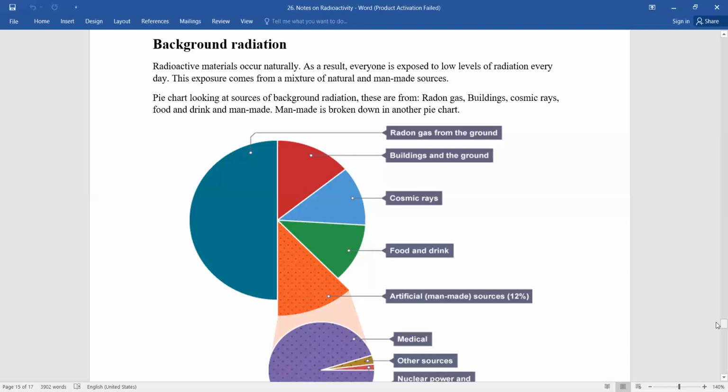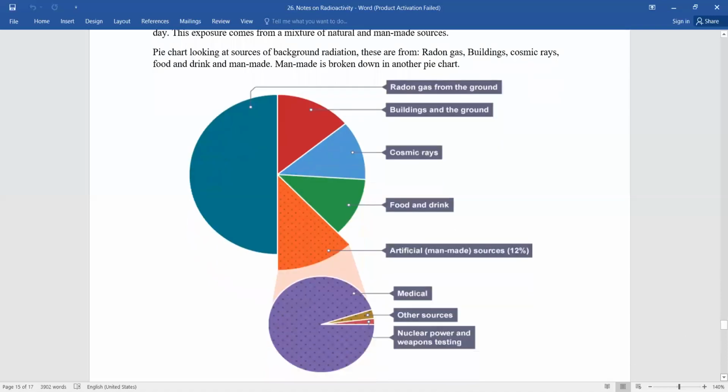And these sources are of two types. One is natural sources, another one is artificial sources. The natural ones, we understand, are radon gas from the ground, buildings and the ground, cosmic rays, food and drink. These are the natural sources. And the artificial ones, we have medical.